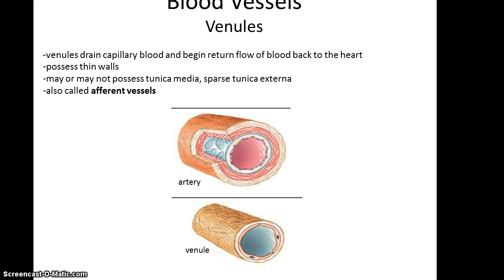So, as was said before, after the blood flows through the capillary bed, it will return and drain into the venules to begin its flow back toward the heart. Now, venules are very microscopic, and they possess very thin walls. They may or may not possess tunica media layers, and they have very sparse tunica externa and interna layers. So basically, venules at the minimum have a tunica interna and tunica externa, both very thin. These vessels are also referred to as the afferent vessels.